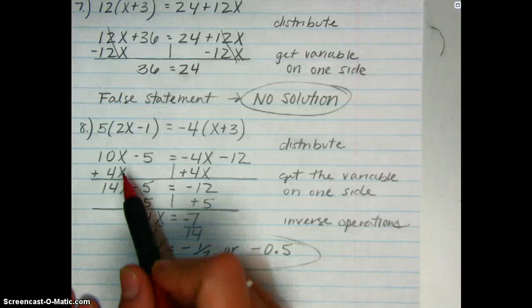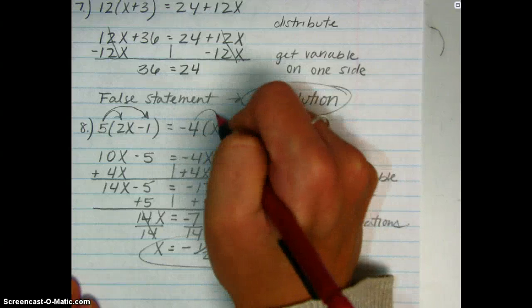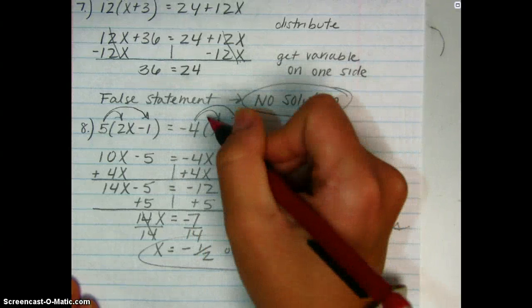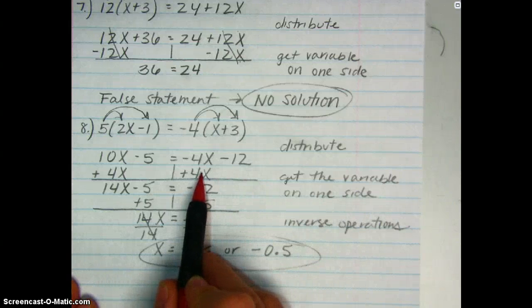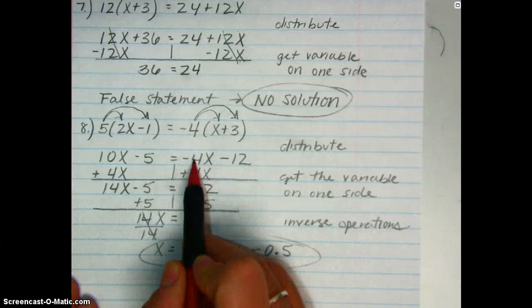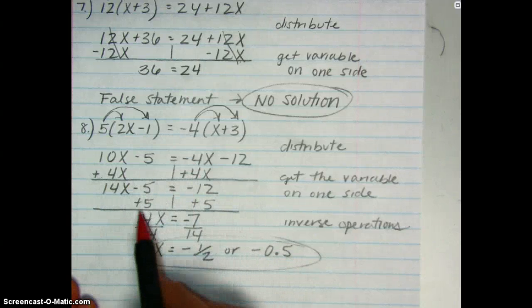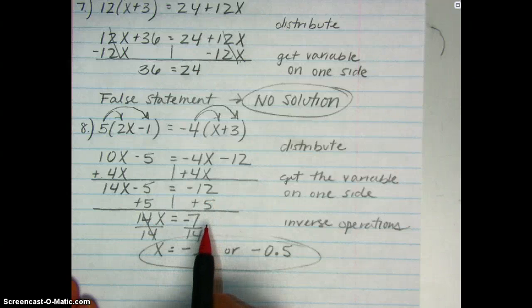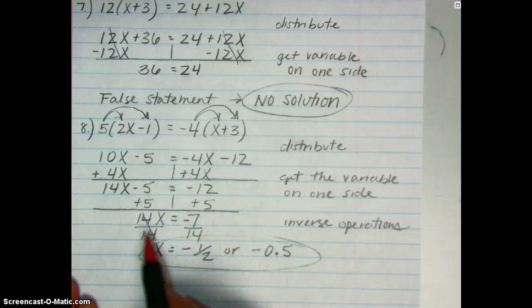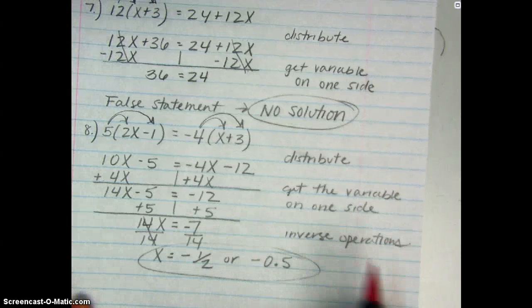In number 8, this required me to distribute on both sides of my equation, multiply 5 by everything in there, multiply -4 by everything in here. Then I need to concentrate on getting the variable on one side of the equation. So I chose to eliminate the -4x on the right by adding it to both sides. Results in this equation here, 4x minus 5 equals -12. And then I just use inverse operations from there to solve and get x by itself, which is either -1/2 or -0.5, however you choose to write it.